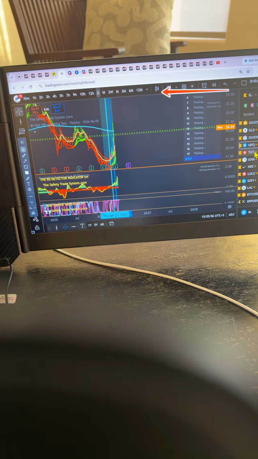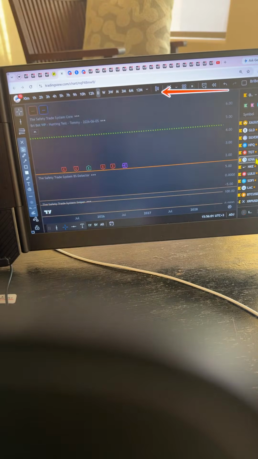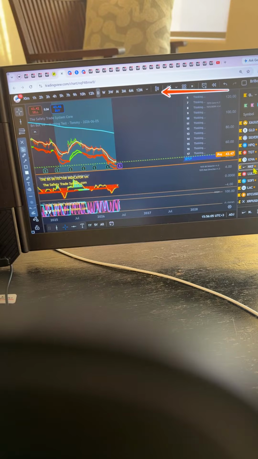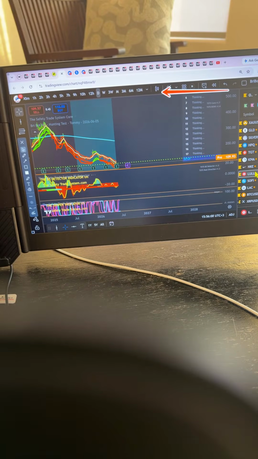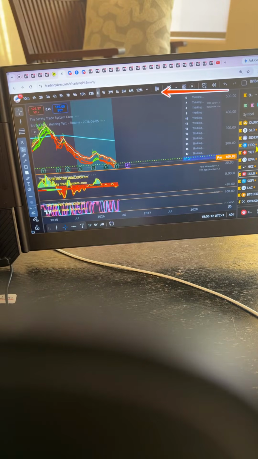So HPQ did it. Target did it. It's ricocheting, doing it again. Iova's in the middle of doing it. Nike hasn't done it yet, but will do it. Lululemon hasn't done it yet, will do it. Okay, so that's your little rundown.